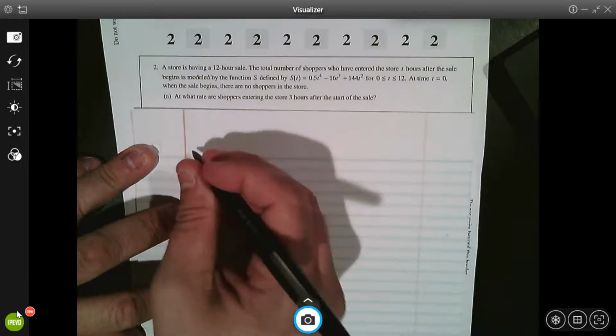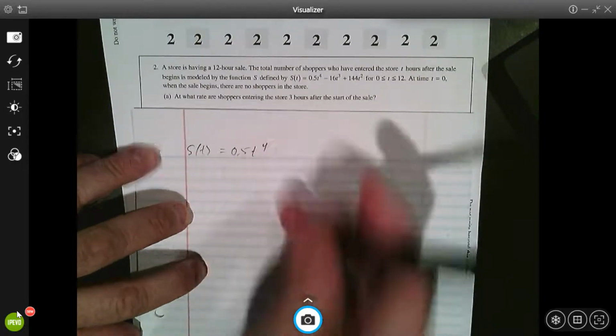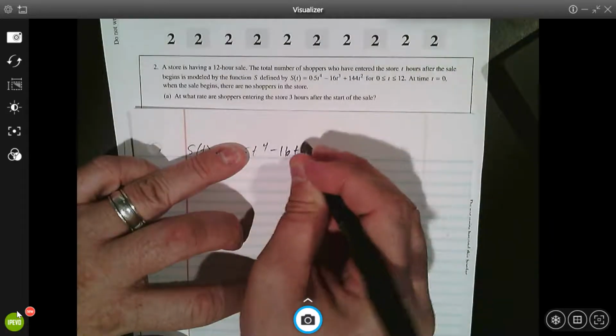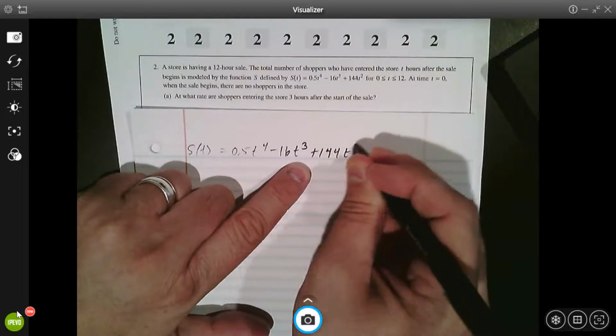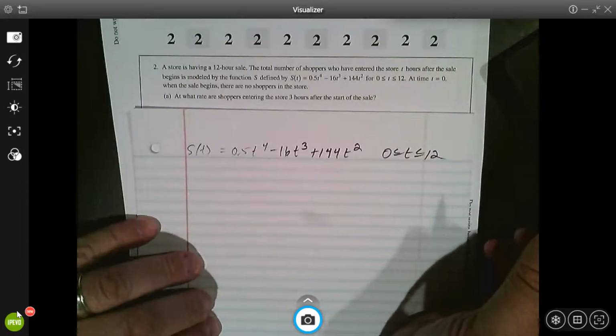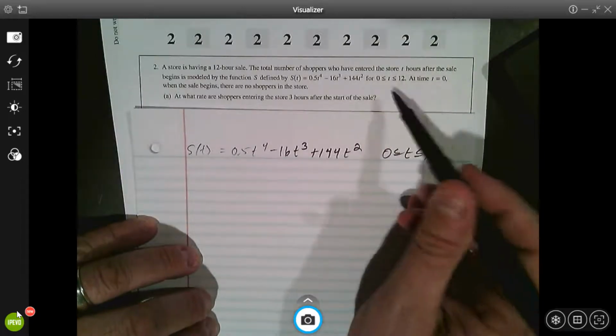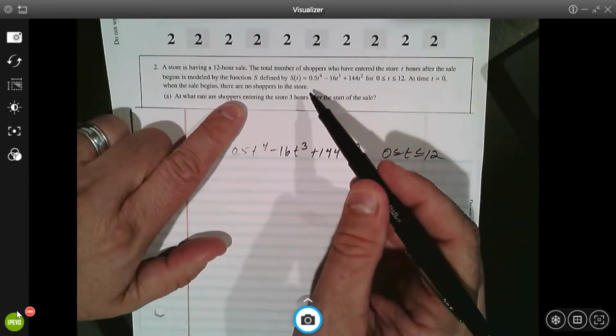S, where S of t is equal to 0.5 t to the fourth minus 16 t cubed plus 144 t squared for the time interval 0 less than or equal to t less than or equal to 12. At time t equals 0 when the sale begins, there are no shoppers in the store.